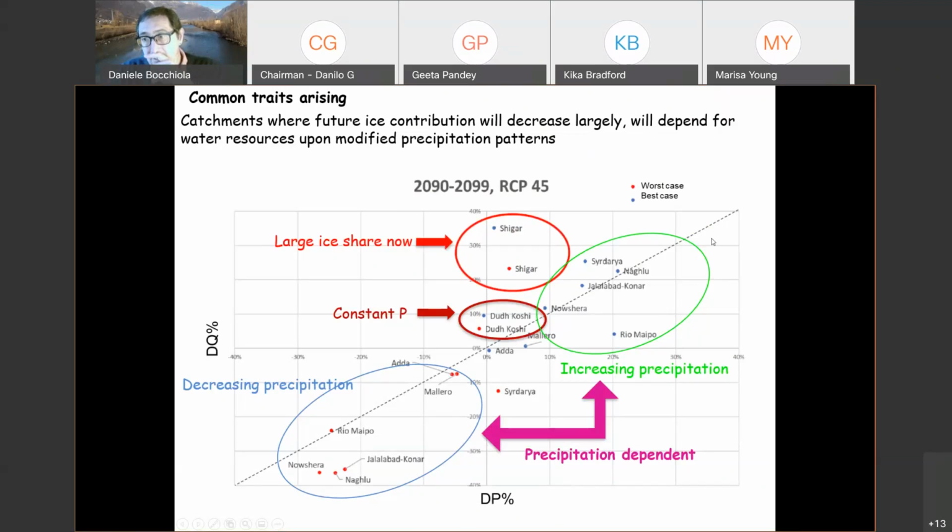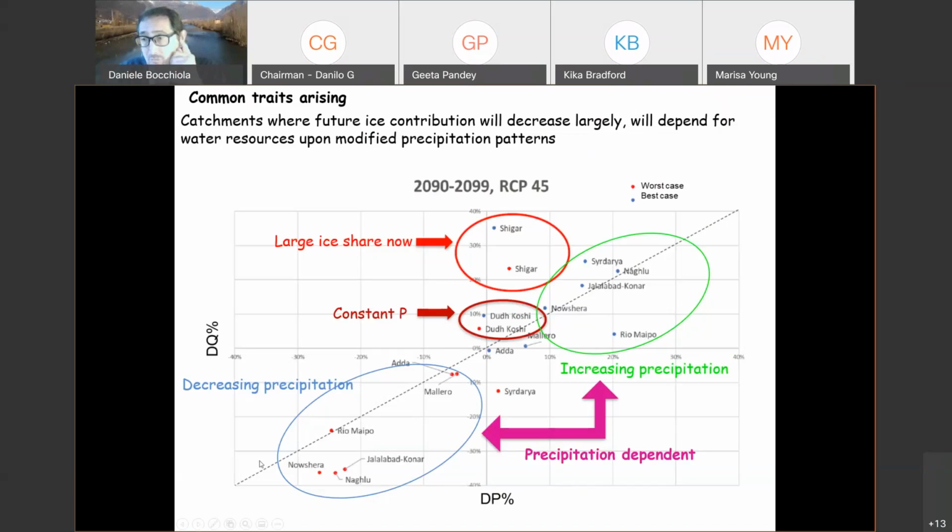So what is the take-home message here? Well, in such catchments in the temperate regions with some ice contribution, if in the future more precipitation will be available, possibly we will have more water, more discharge. If less precipitation will be available, we will have less discharge. The effect of ice will basically be offset, because on the long term, the ice will disappear and these regions will be entirely or more largely dependent on precipitation.